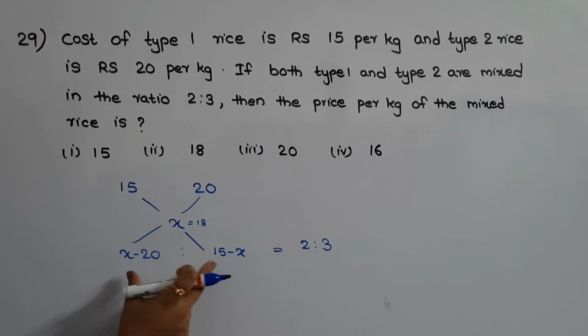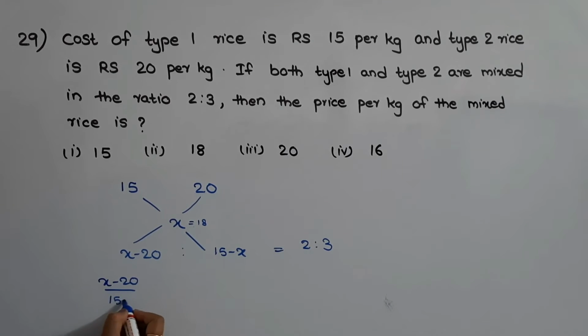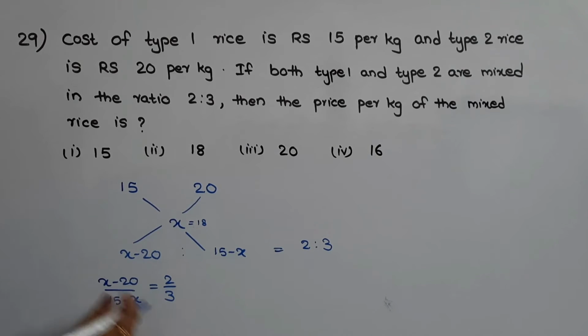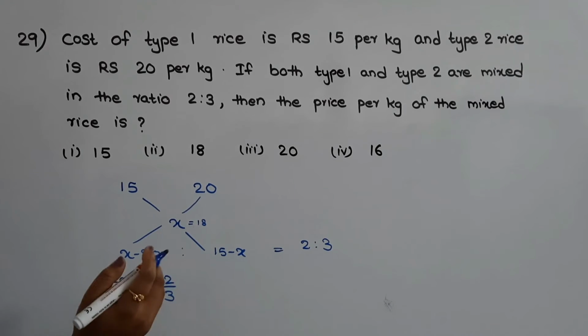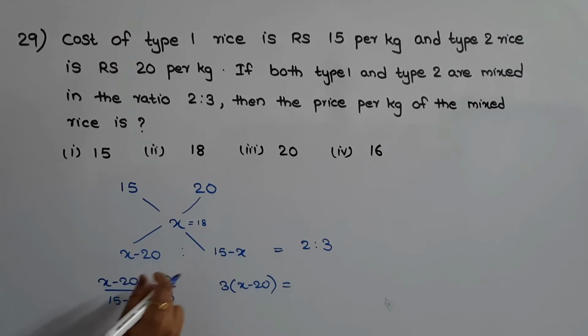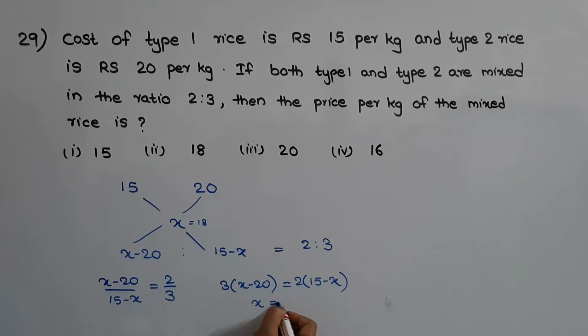Otherwise you can equate this ratio to this ratio, that is X minus 20 divided by 15 minus X is equal to 2 by 3. On solving this equation we will get the value of X. That is 3 into X minus 20 is equal to 2 into 15 minus X. On solving this we will get the value of X as 18. So rupees 18 will be the answer.